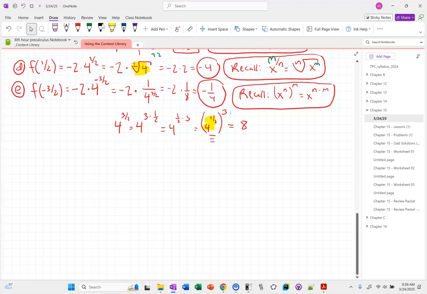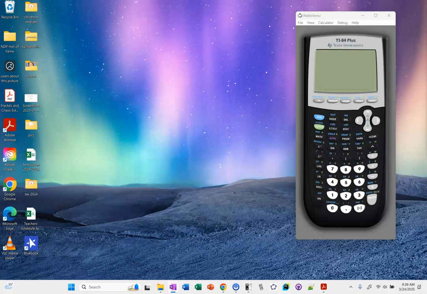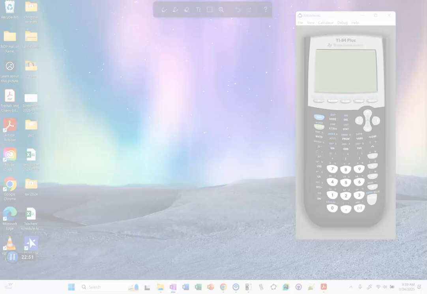The next idea that we're going to talk about is going from points to a function. And we're going to see 2 types of examples of us doing that. So I'll start with the easier example first.